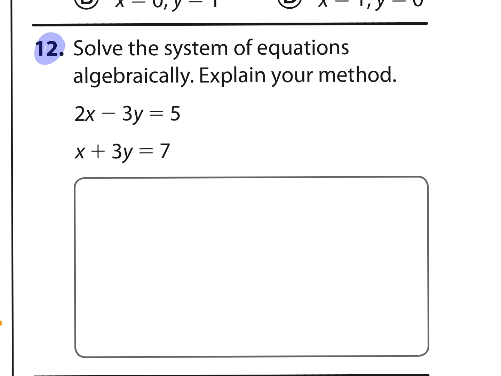Number 12, solve the system of equations algebraically. Explain your method. So we could either use substitution or elimination, but since these are stacked up already, where you have your x terms one above the other, and you have your y terms one above the other, equal to the constants one above the other, then this problem is going to be easiest solved using elimination.